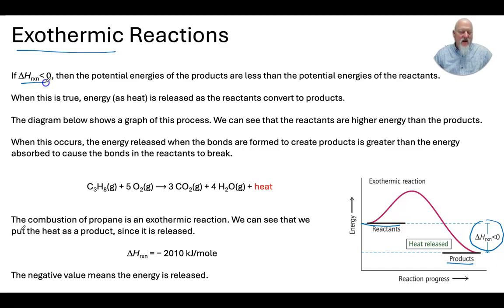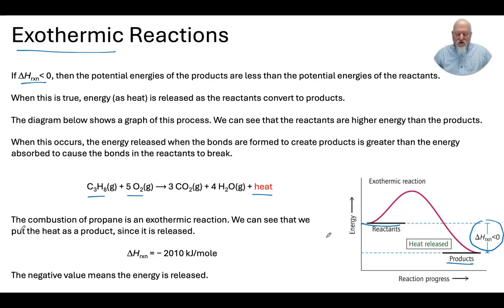So when delta H of a reaction is negative, the reaction is said to be exothermic. And I think of it as EX, it means exit. It means energy is exiting. So if we look at our reaction down here, this is the combustion of propane. During that process, propane is reacted with oxygen and produces carbon dioxide molecules and water molecules. Because this is exothermic and heat is released, we're going to show that heat is a product, right? So heat comes out of the reaction, so heat is a product.